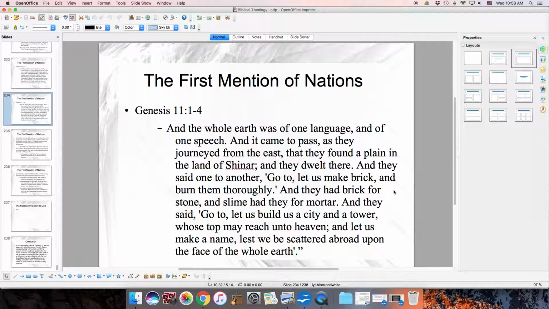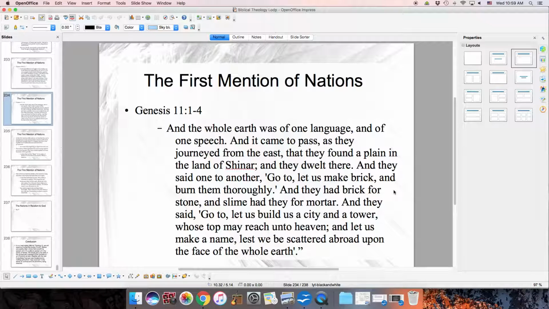We continue into Genesis 11. And the whole earth was of one language and of one speech. And it came to pass as they journeyed from the east. And there it is again, that whenever you read Genesis, when somebody's coming from the east, when you see that word east, it is describing something bad is about to happen. There was a garden that was planted eastward. And that's the only time in Genesis that you see a good thing relating to east. Adam and Eve were driven east from the garden.